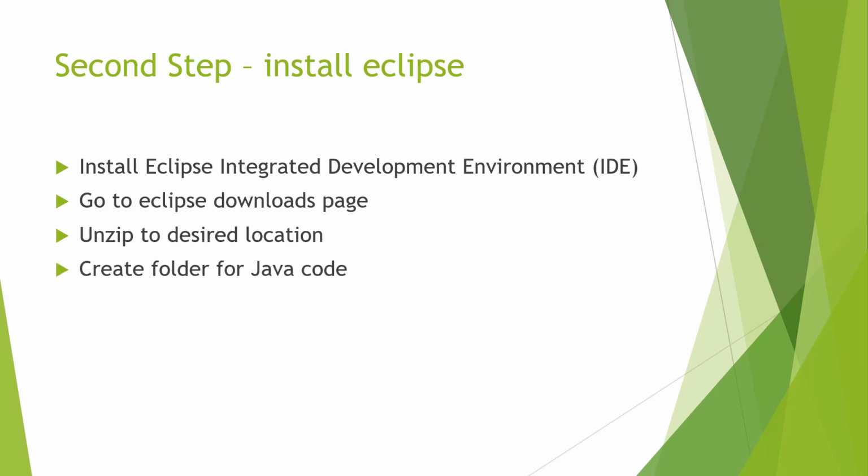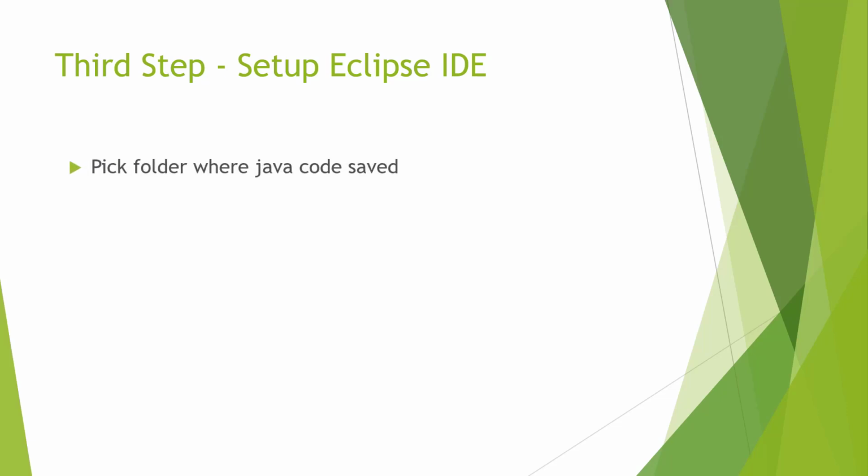Our next step is we create a folder where all our Java code is going to be saved. We then quite simply run Eclipse. Now the first time we run Eclipse, we have to put in all the different options we're going to use with Eclipse. Okay, so we have to set it up. We need to specify what folder we're going to use to save our code. We should have already created this folder.